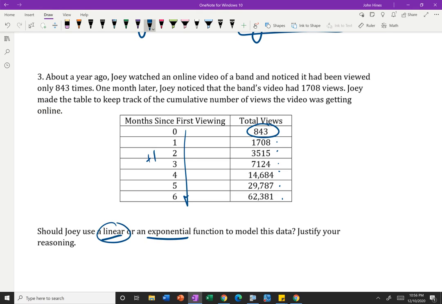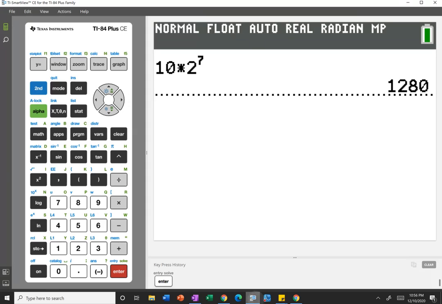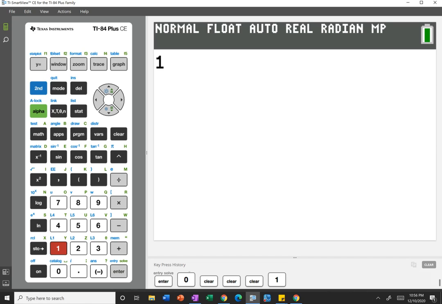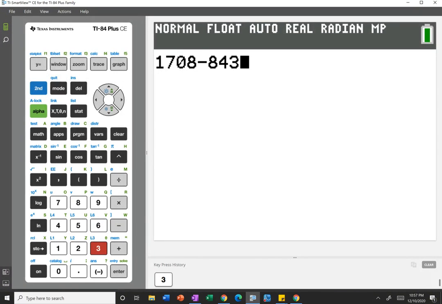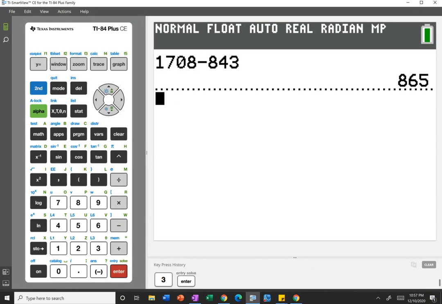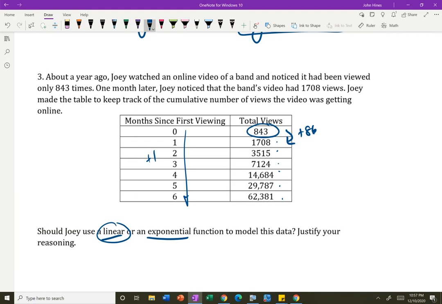So let's check, is it linear? Is this function linear? Well, what do I need to add? So to figure out what I need to add, I actually subtract. 1708 minus 843, and we get, what do we get? 865. So this was plus 865. Well, what about the next month? That looks like, doing some mental math here, plus 1807.